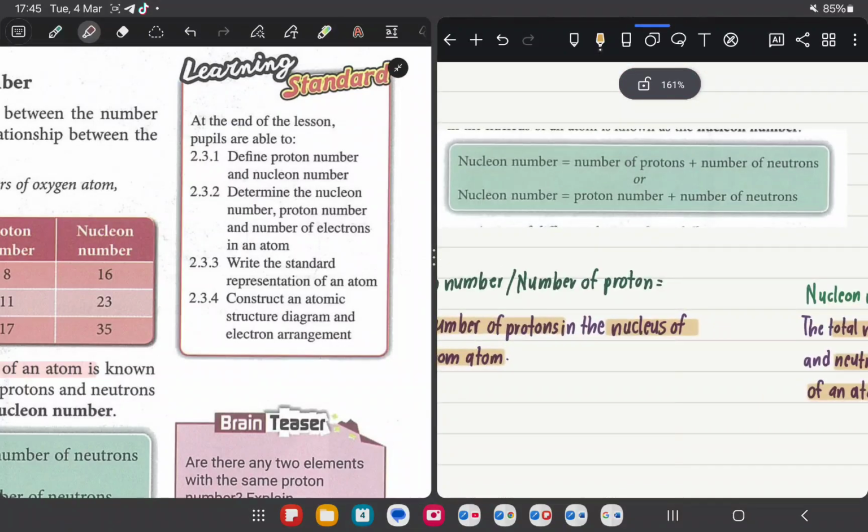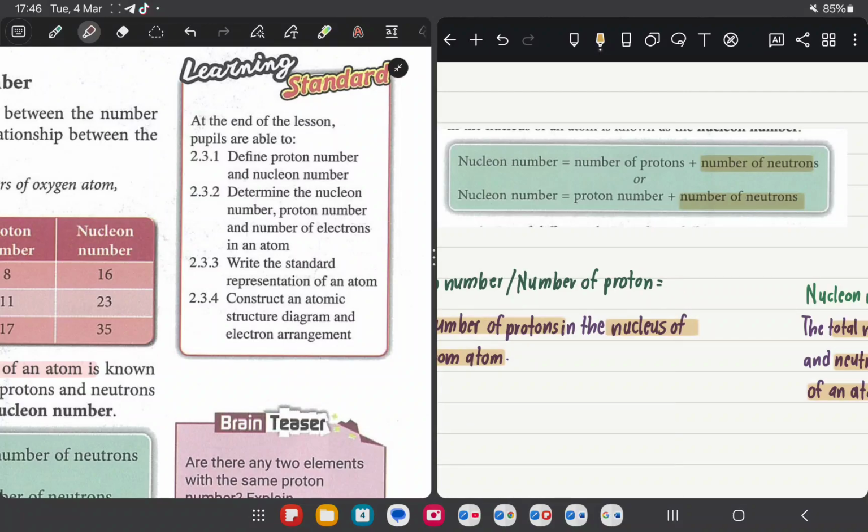You can see in the formula itself, they put number of neutrons, they didn't put neutron number, because there is no such thing as neutron number in this world. We only have nucleon number. The terms that we have are nucleon number, proton number, number of protons, or number of electrons. Number of electrons is just the same as number of protons. If the term ends with the word number, the front should be proton only. It cannot be neutron or electron, because we don't have electron number or neutron number. We just have proton number.